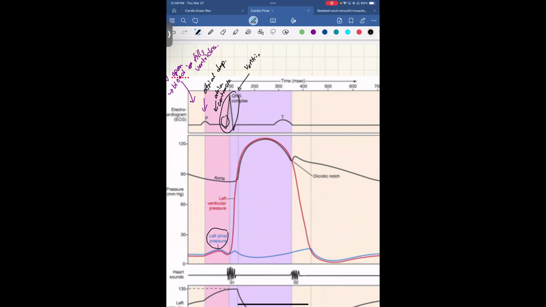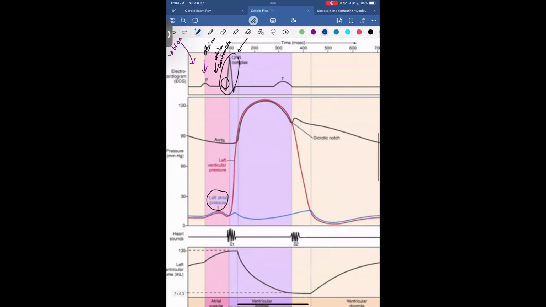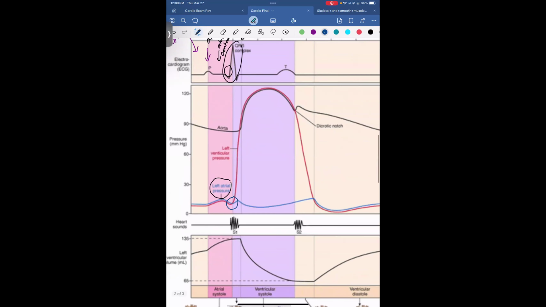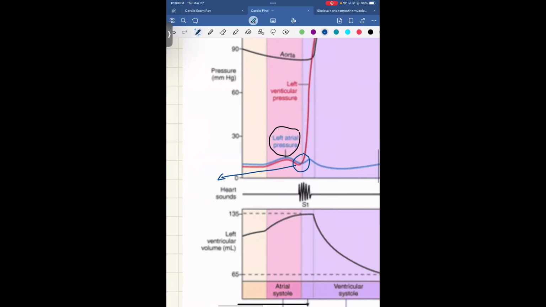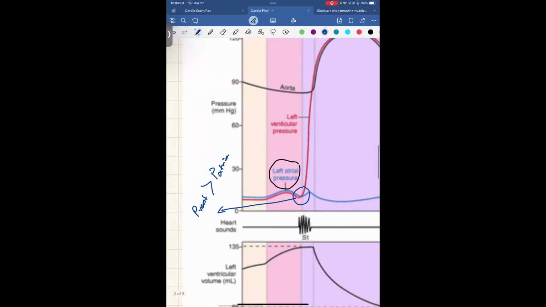Cool. All good. Okay. Then the ventricles start to contract because of the ventricle depolarization. That's the QRS complex we see, right? That's okay, right? So the ventricle starts to contract over here where these two graphs cross over. What does the crossover mean? Over here, the red is the ventricle pressure, the blue is the atria pressure. So that means the ventricle pressure is greater than the atria pressure.